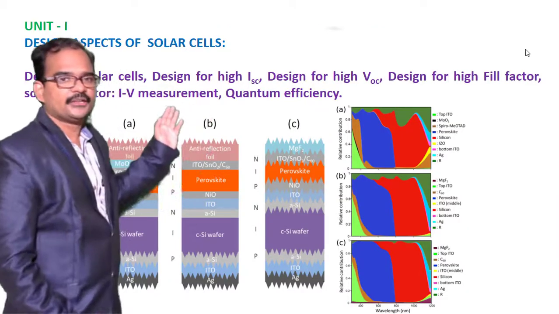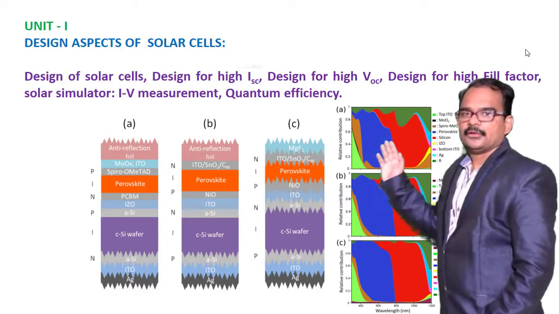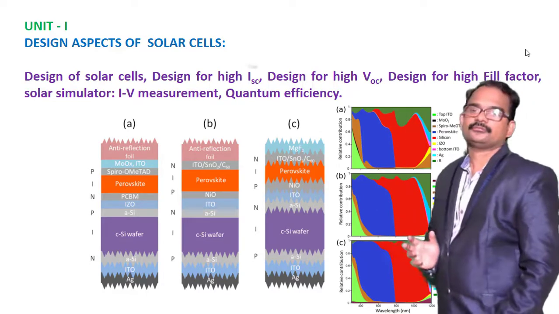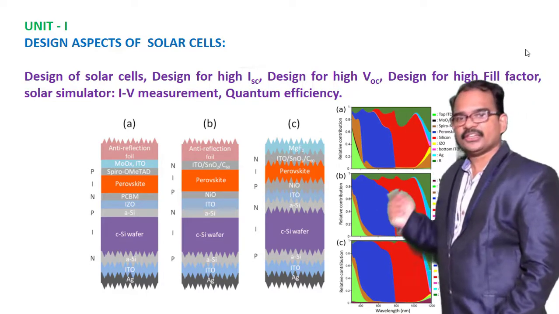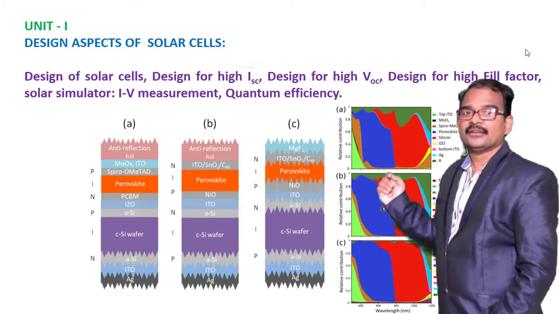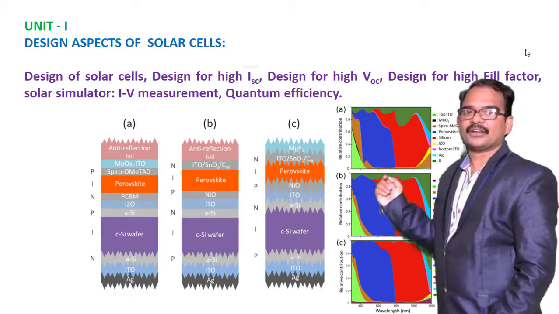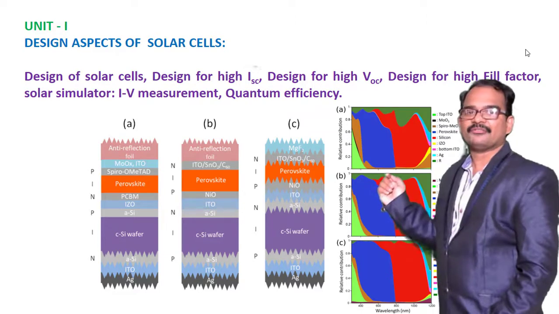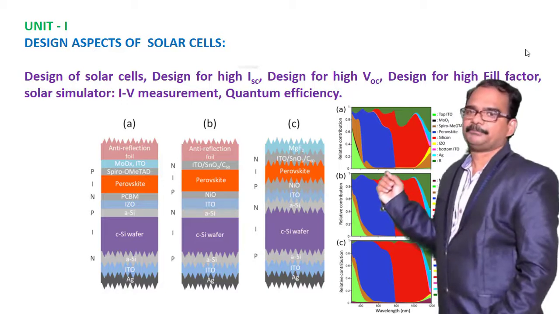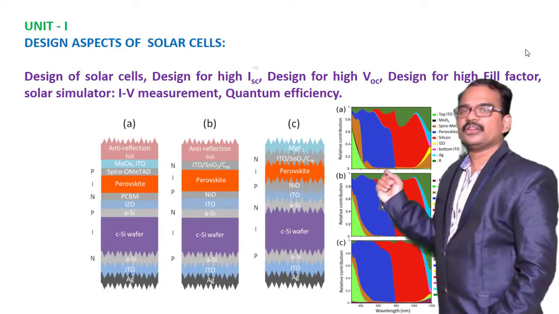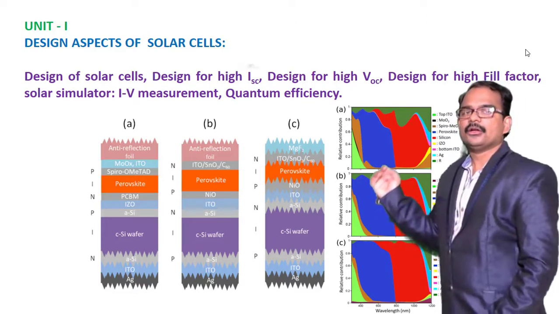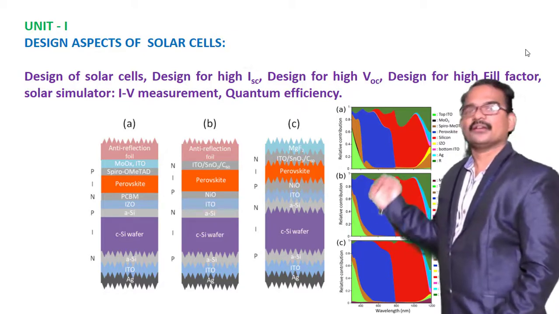Right? So the first unit of this SPVT 2 is design aspects of solar cells. In this particular unit, we are going to see what is the design of a solar cell. We will see the design for high short circuit current, the design for high open circuit voltage, and the design for high fill factor. Right? And then we will see solar simulator, an equipment by using which we will measure the IV characteristics of a solar cell. And finally, we will see what is the quantum efficiency of a solar cell.